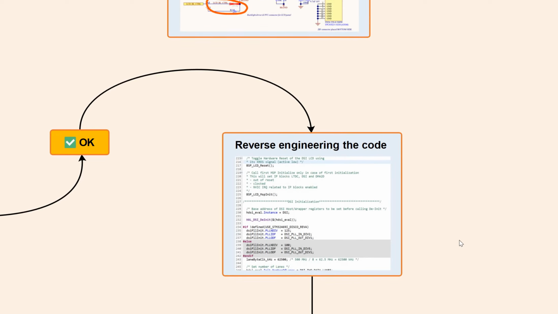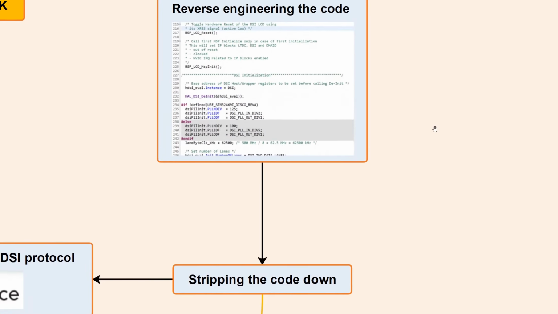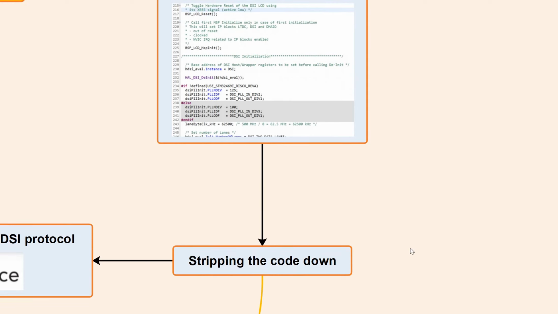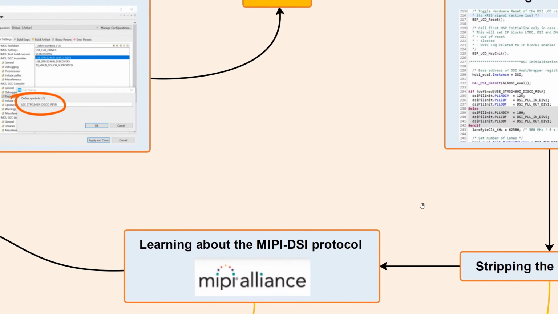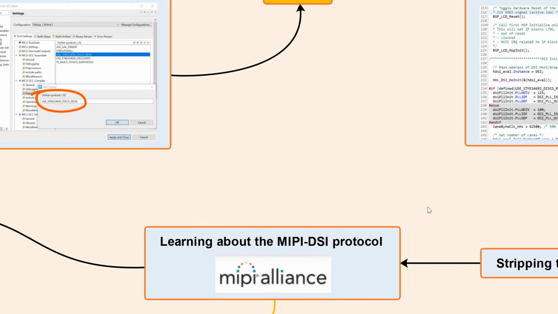So once that was done, I decided to strip the code down to basically boil it down to only the portion that is directly related to the backlight control. And in the process of doing that, I discovered something called the MIPI DSI protocol, because it so happens that my LCD was using this protocol to communicate between the microcontroller and the LCD driver.